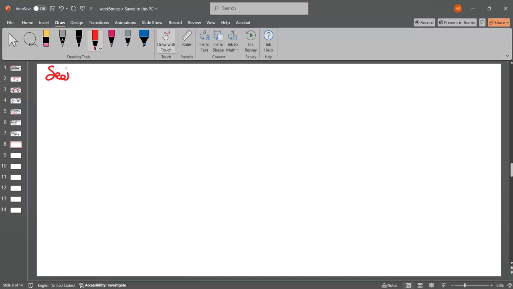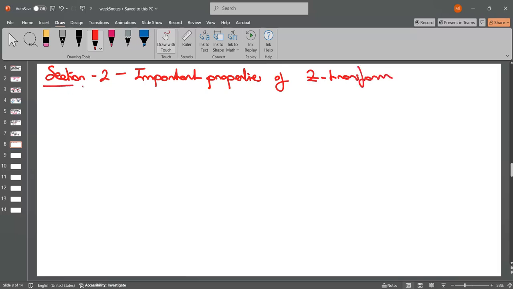Okay? And so, let's continue with section 2. Important properties of the Z transform and its theorems. This is section 2.